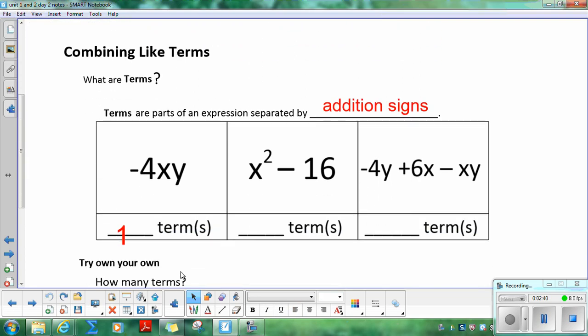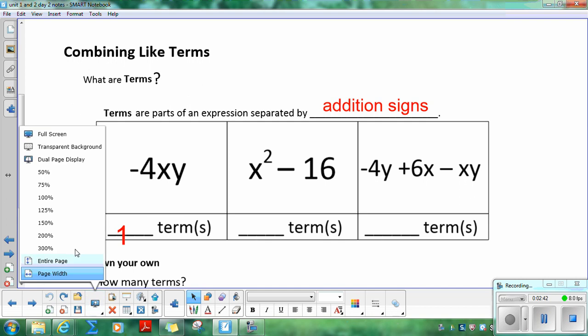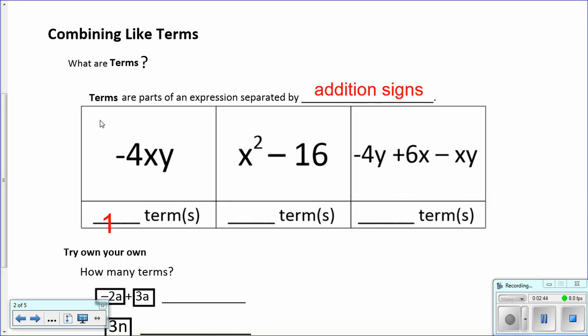Alright, one term. We'll just leave it like that. And big screen again. So that's all one term. It's okay that they're all being multiplied together. That's totally fine. It's when they're being added together we have to pay attention.